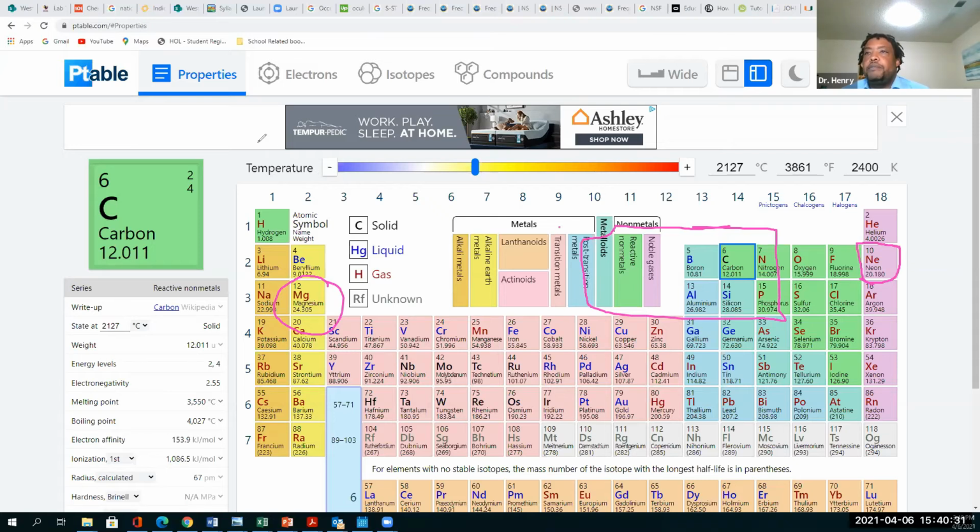So this guy is going to be Mg 2+, right? Because it wants to be like a noble gas. Don't forget that. That's the first thing that you guys have learned. Mg is going to be like a noble gas.